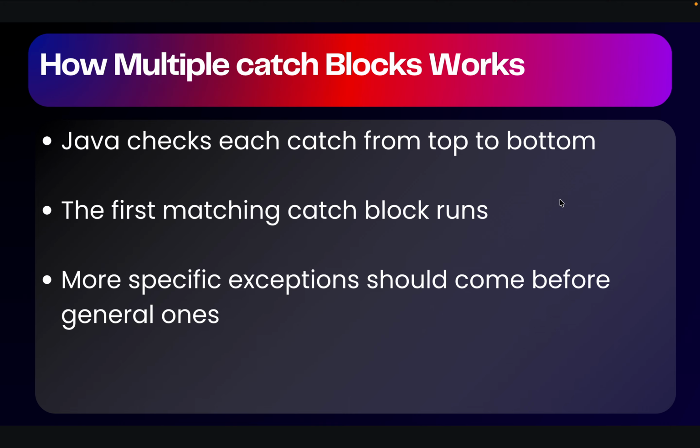So basically, how multiple catch blocks work is it's going to go through each catch from top to bottom. And basically, the first one it hits is the one it's going to run. Again, similar to your if, else if statements. The first one it sees is the one it's going to run.